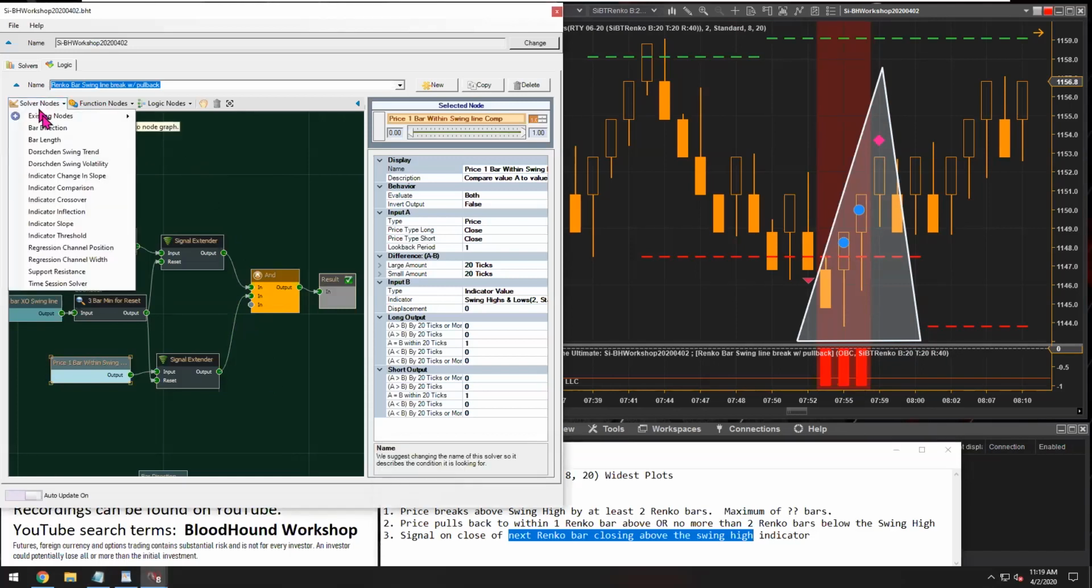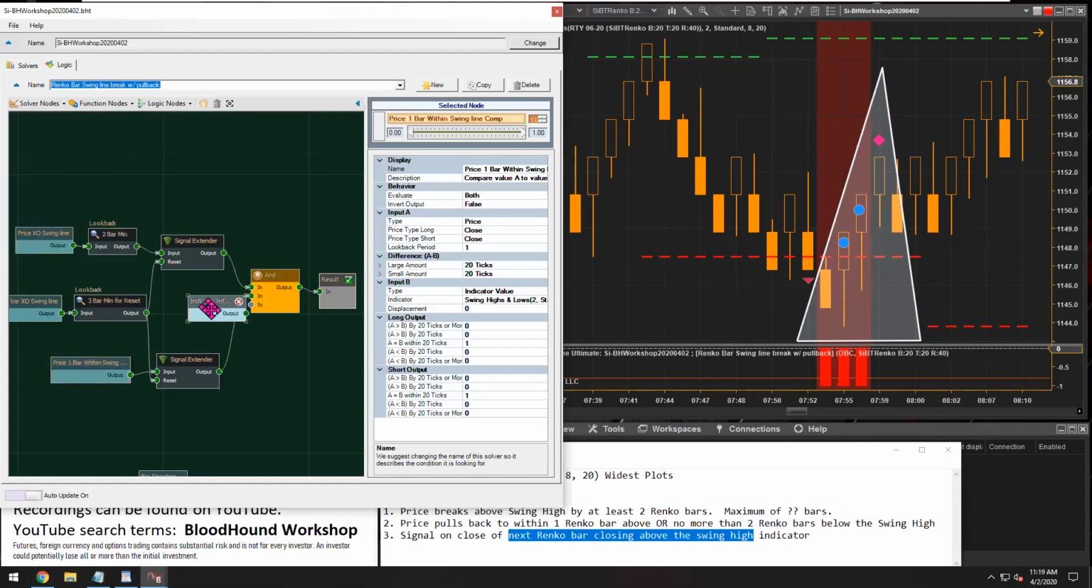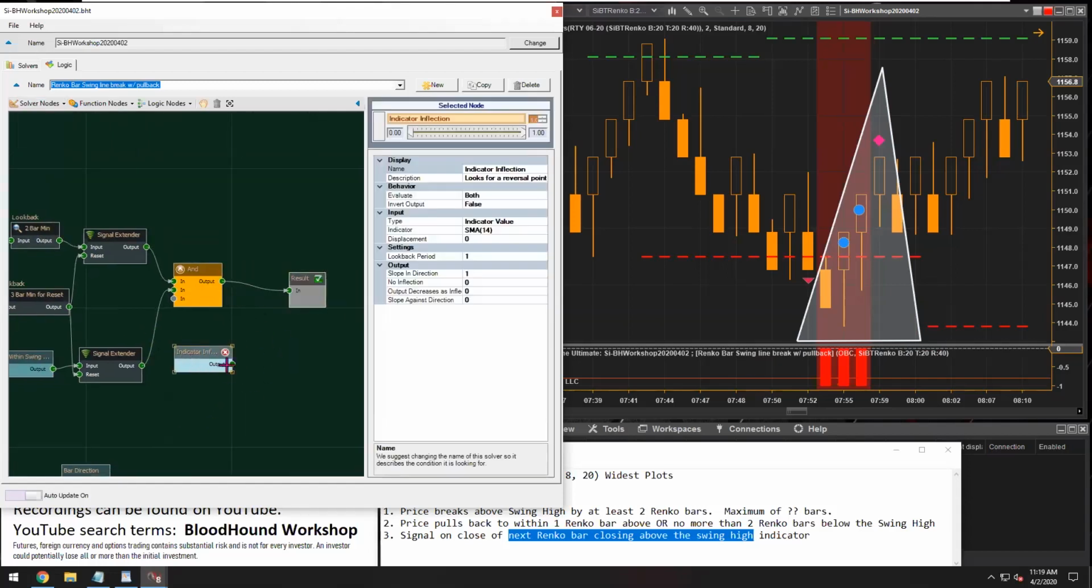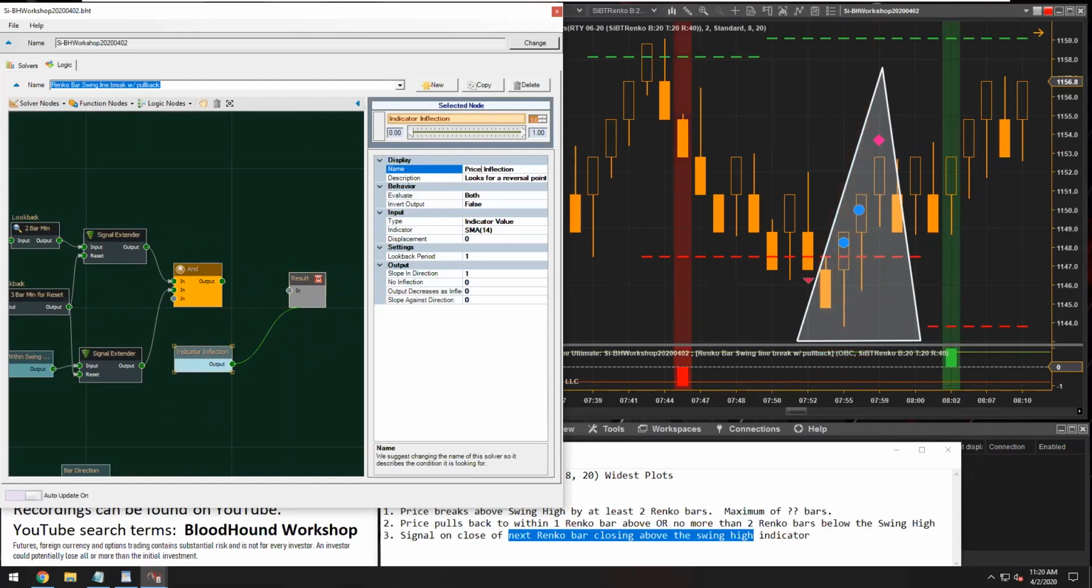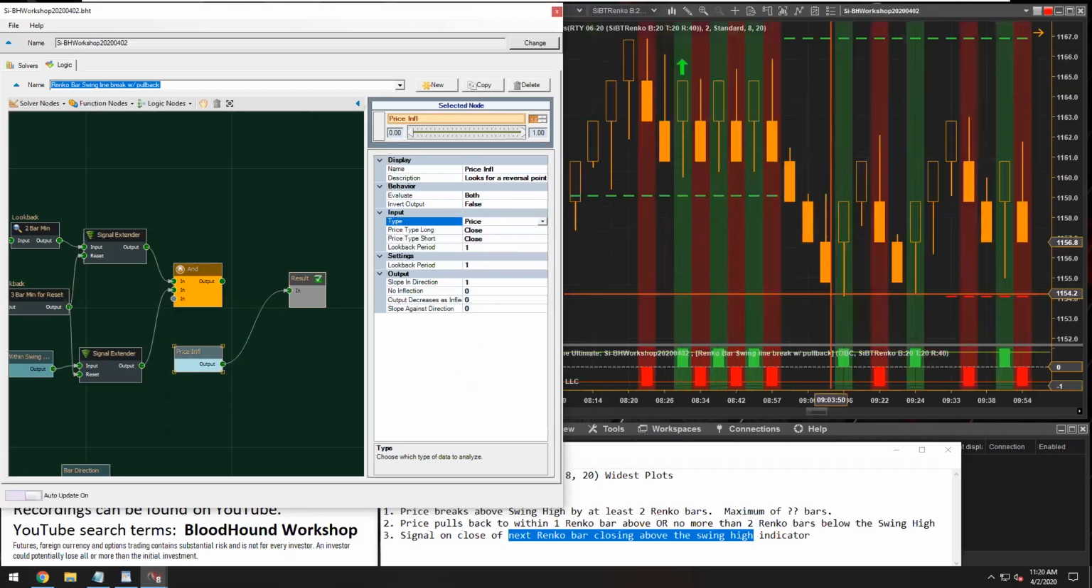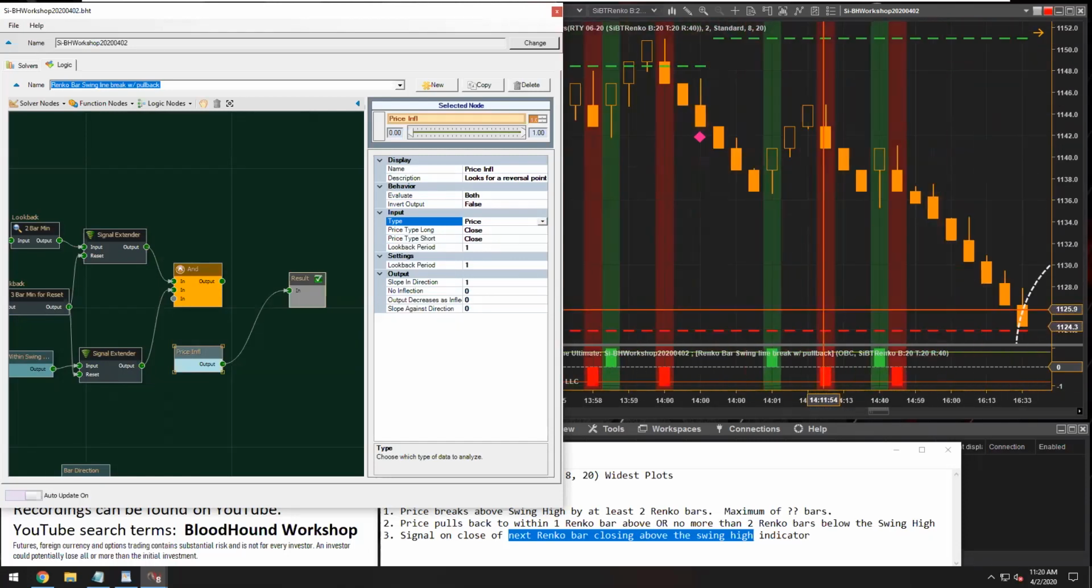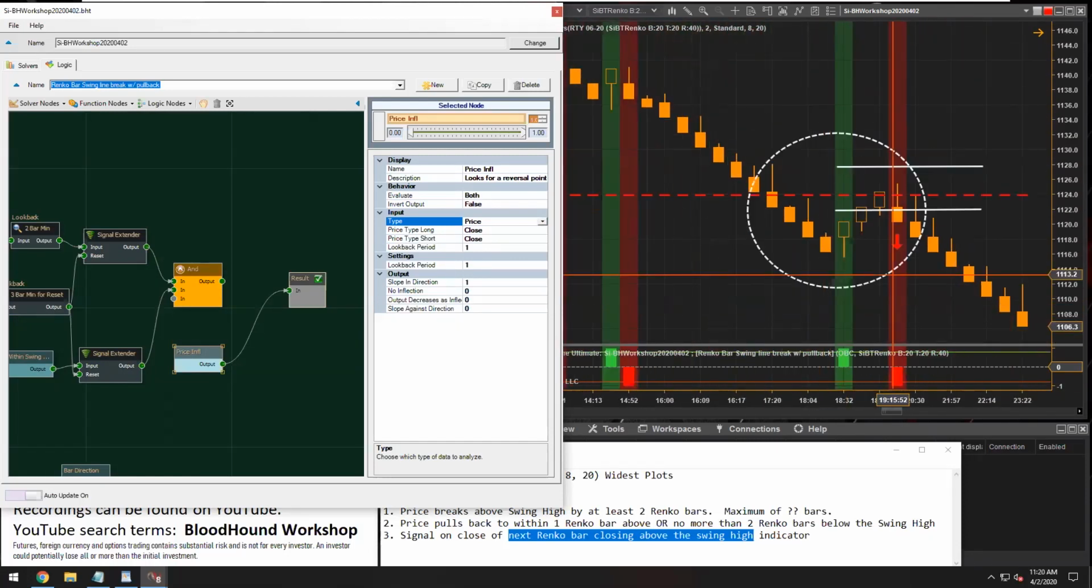So let's just grab an inflection solver. This is basically just looking for price reversals or price inflection. So we're going to set the input type to price. There we go. Let's scroll back here. Well, there we go. There is price reversing for us, and there's a signal right there, right on the signal bar.